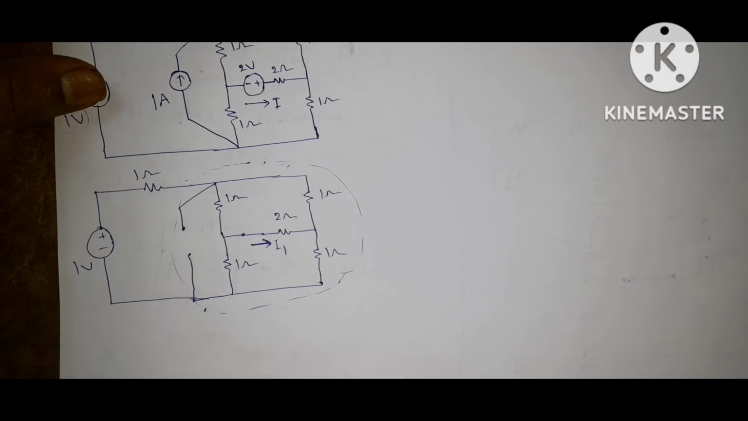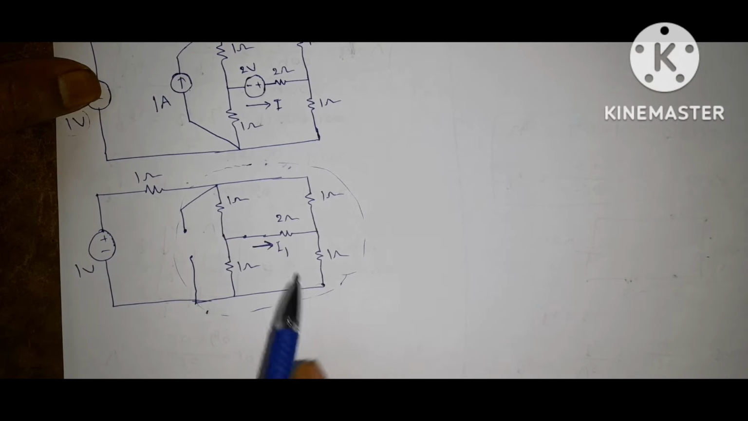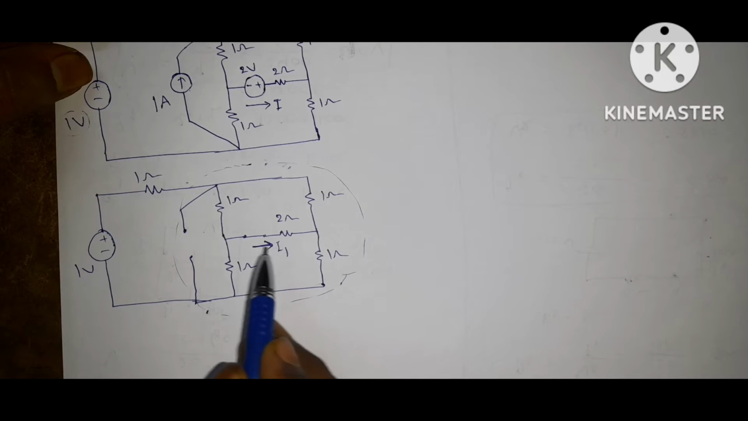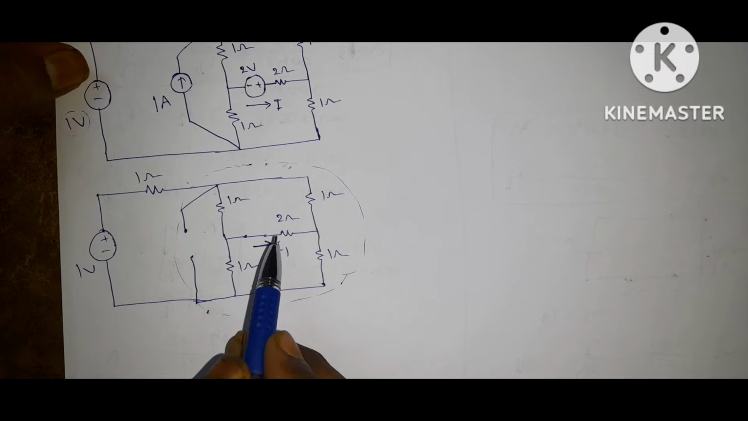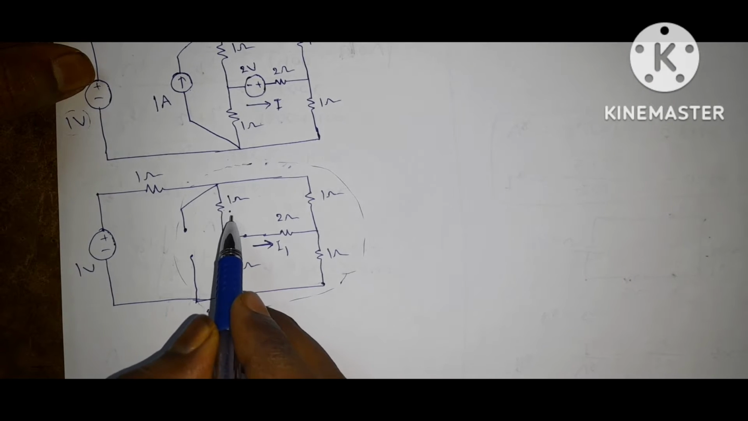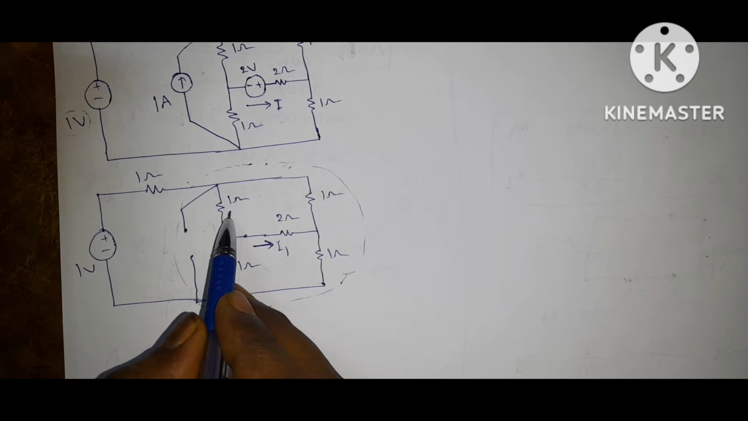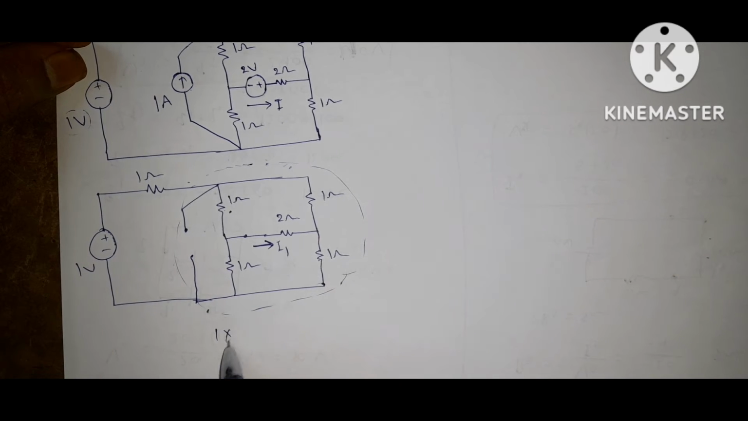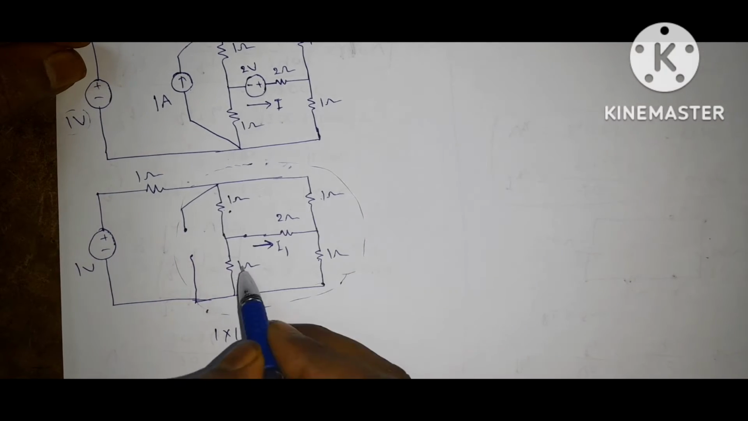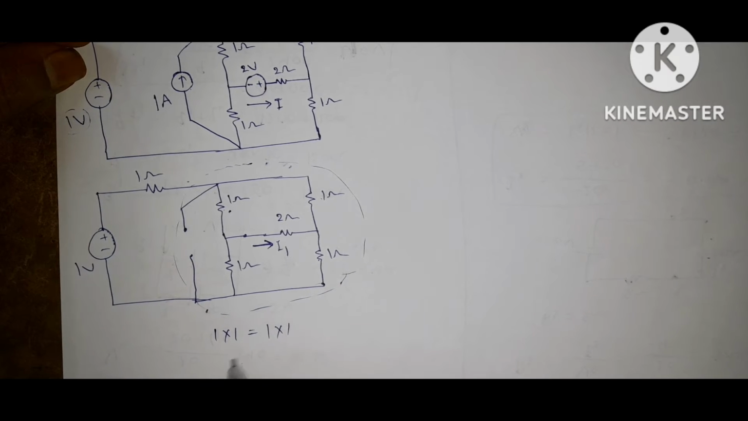Now check whether the bridge is balanced or not. So how to check whether the bridge is balanced or not? The multiplication of opposite impedances must be equal. Here the opposite resistances are 1 ohm and 1 ohm, so 1 into 1 is 1, equal to 1.